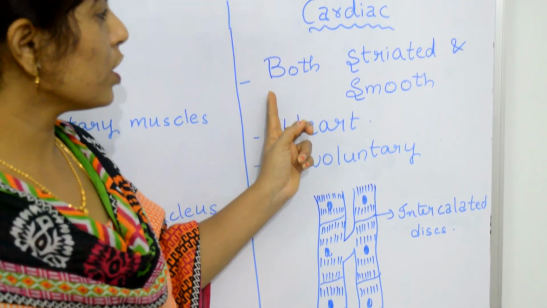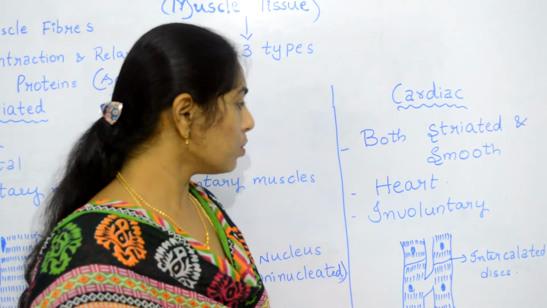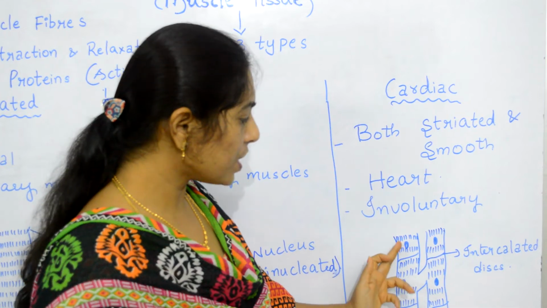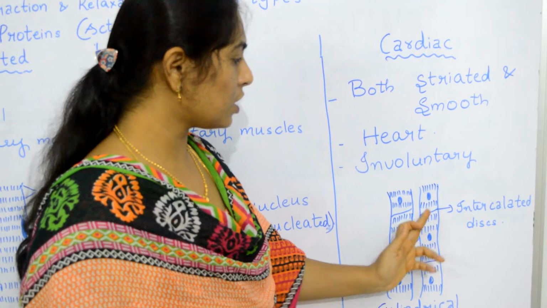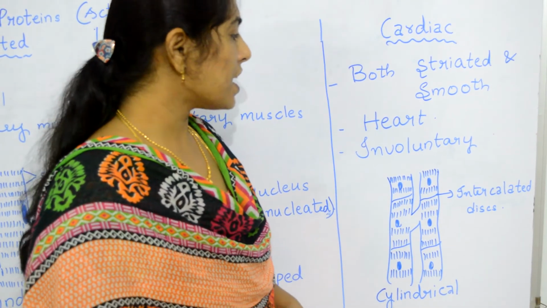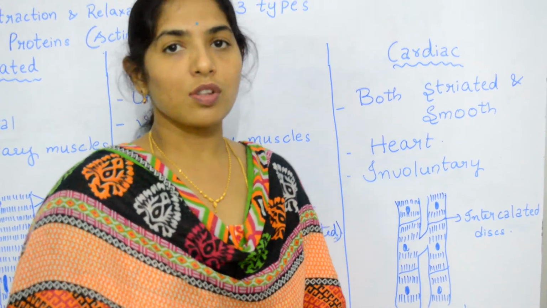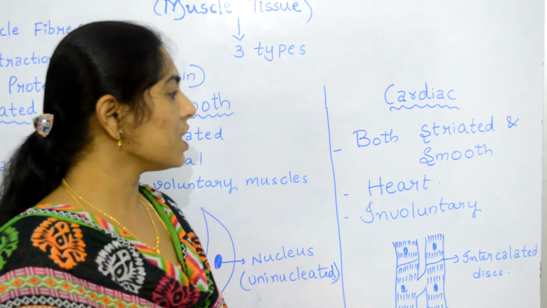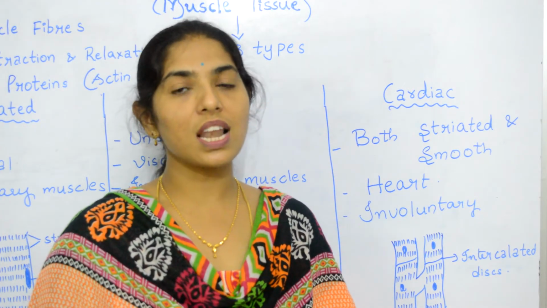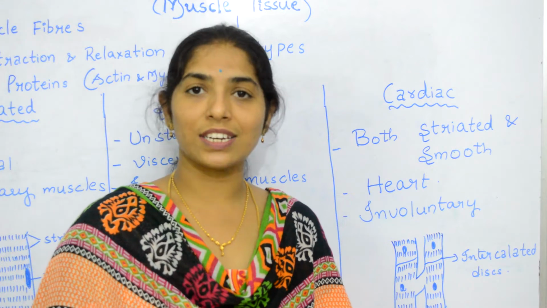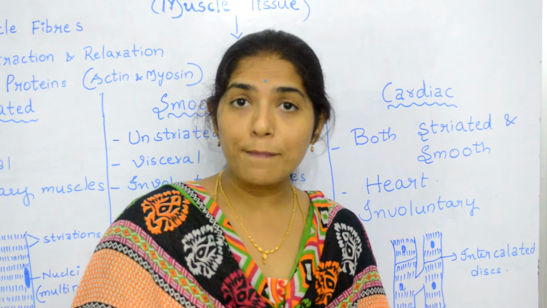Then moving on to how they resemble smooth muscle: they are uninucleated. The nucleus is single in each muscle cell, and usually they show involuntary movements. This type of muscle is found in the heart. This cardiac muscle helps in pumping the blood and distributes the blood throughout the body endlessly from the embryonic stage till death.